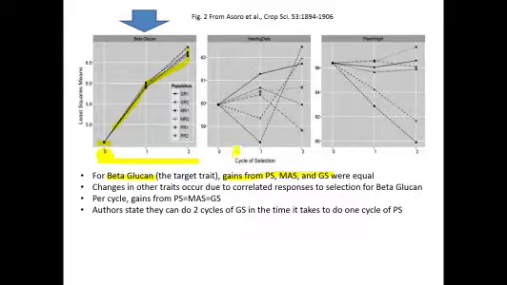So there are changes in each of these populations and other traits that are correlated to beta-glucan, and I'm not going to discuss those results. But basically here, per cycle, gains from the 3 different selection schemes are equal. The authors do state, though, that they can go through 2 cycles of genomic selection in the time it takes to go 1 cycle of phenotypic selection.